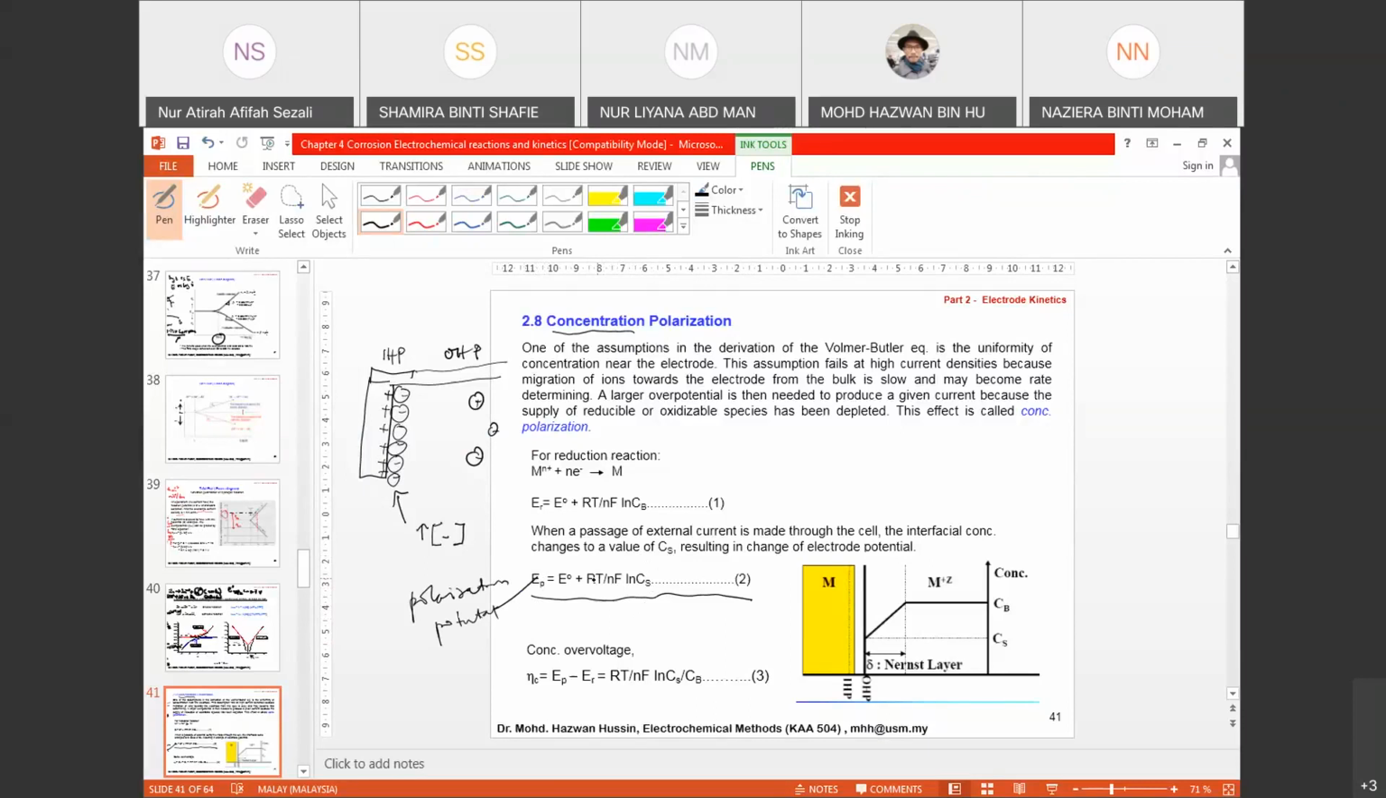Okay. And then polarization potential is basically equal to standard potential plus RT over nF ln CS. So CS is basically the concentration of the solutes, and also the concentration of the bulk. So this is basically what it is mentioning.